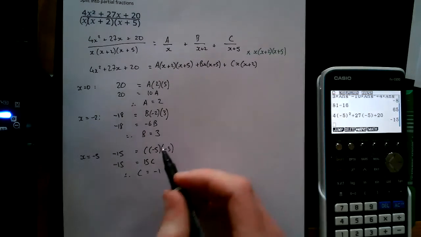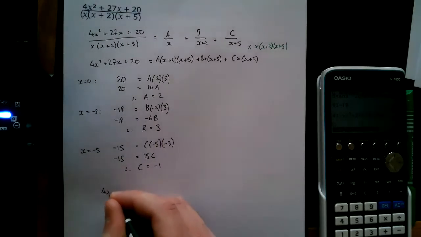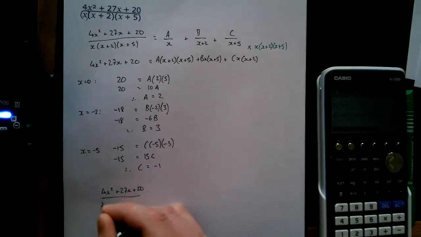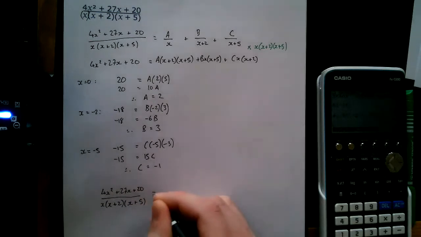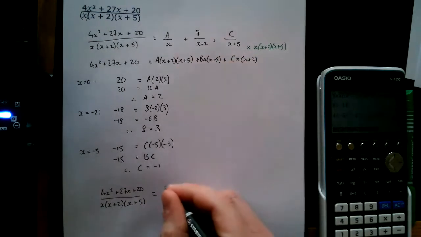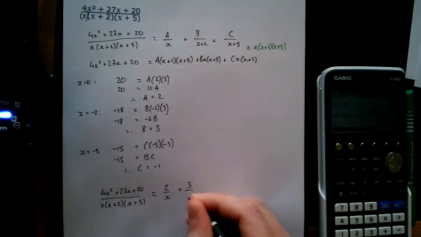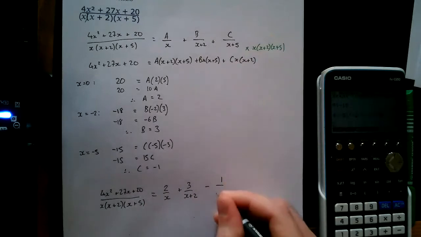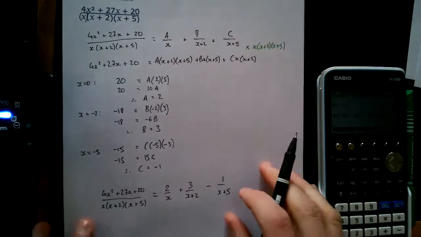Okay, so I've got my 3 values. So just to put them back in, I get that my original fraction can be written as, well, first one, a was 2, so 2 over x. b is 3, so 3 over x plus 2. And c is minus 1, so minus 1 over x plus 5. Okay, and that's pretty much it.